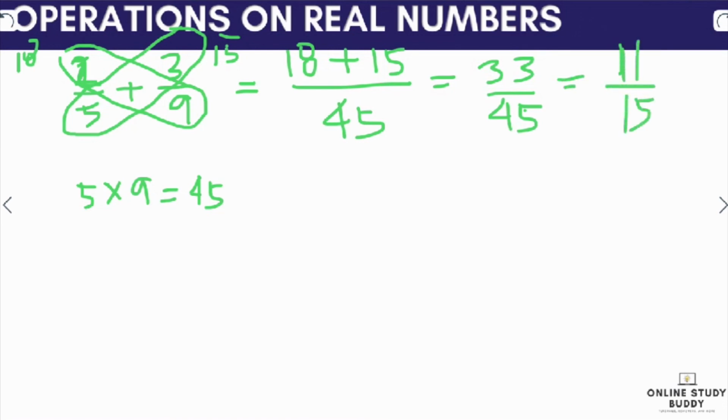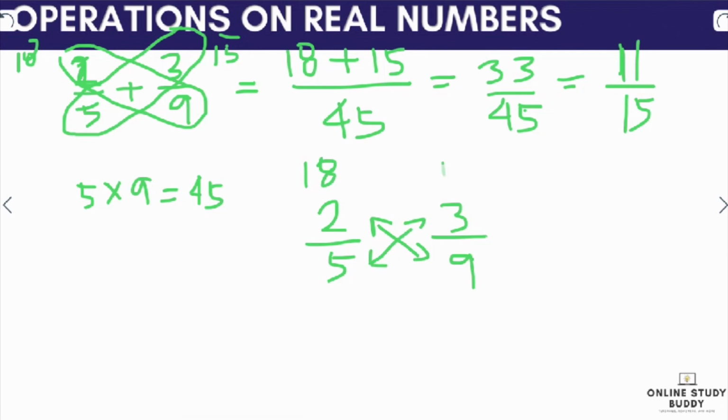Ito rin pag cross-multiply can be used to compare fractions, kung alin ba yung mas malaking fraction or kung alin yung mas maliit. Just compare yung number doon sa taas nila. Tapos, kung ano yung mas malaki, yun yung mas malaking fraction. So, in this case, for 2/5 and 3/9, yung 18, mas malaki siya sa 15. So, 2/5 is greater than 3/9.